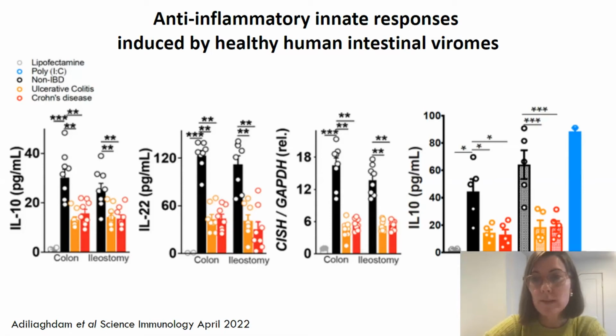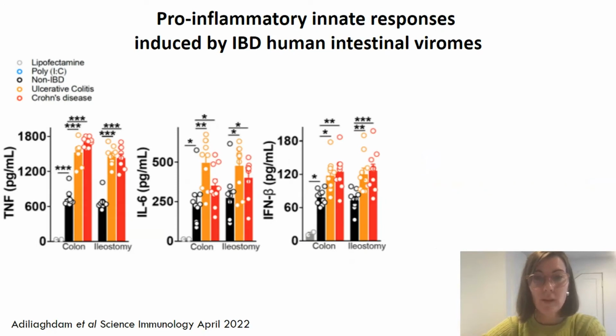And importantly to us, we wanted to know whether this was direct sensing of the nucleic acid of these viruses we isolated. So we took the VLPs, isolated RNA or DNA, and transfected that into the macrophages at equal concentration. Even at equal concentration of the RNA or DNA, you could very much see that the healthy viromes triggered this anti-inflammatory interleukin-10. In stark contrast, the IBD viromes very much provoked inflammation, very reproducibly upregulating TNF, IL-6, as well as more interferon beta.